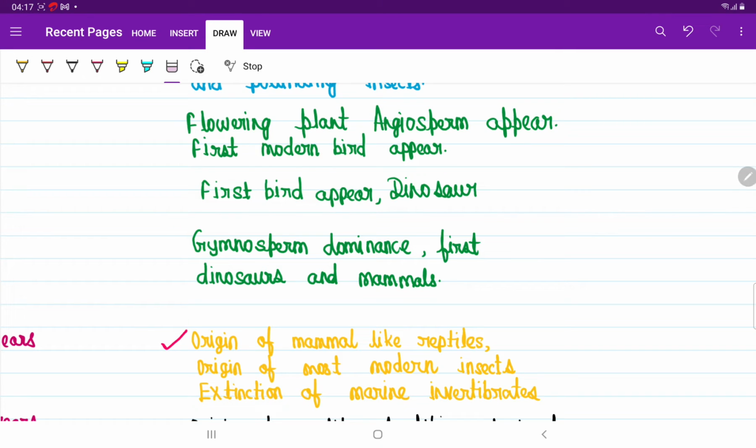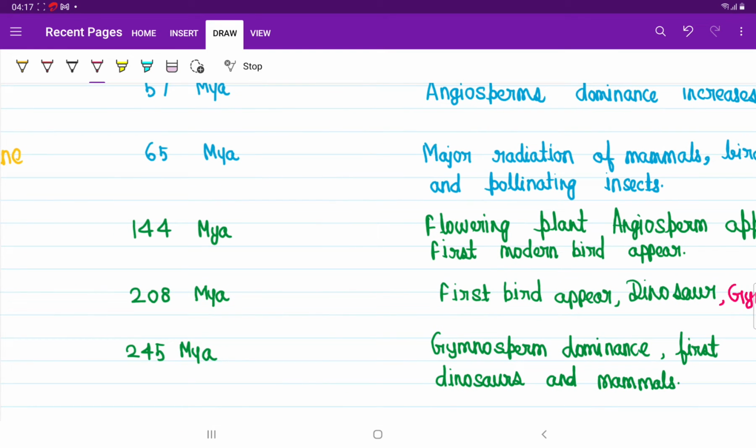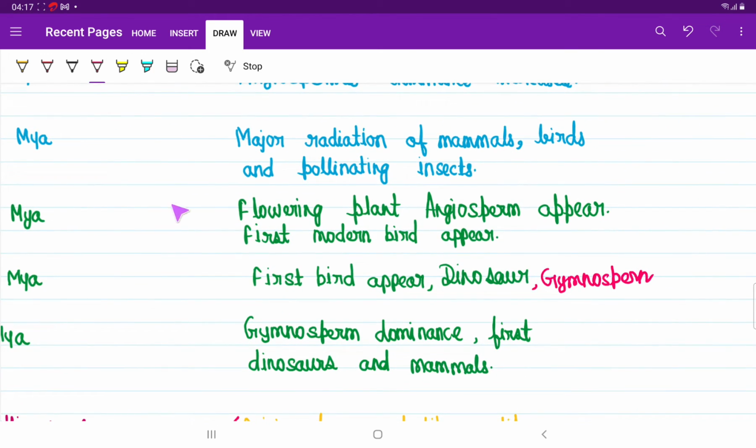And during this Jurassic period, gymnosperms were the most dominant. Not only in the Triassic, even in the Jurassic, gymnosperms were the most. Now we have angiosperms, but in the Triassic and Jurassic periods, gymnosperms were the dominant plant on this earth. And then we have the Cretaceous period. The Cretaceous period is the time when the first modern bird appeared, and gymnosperms were still king on the earth.